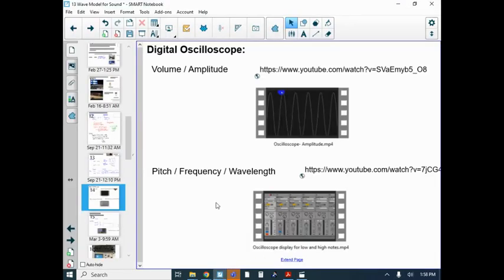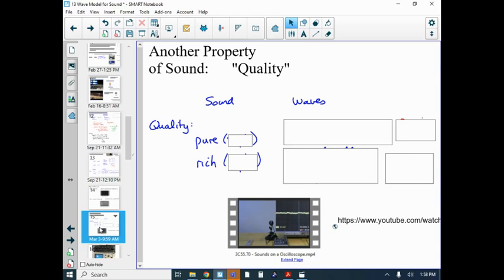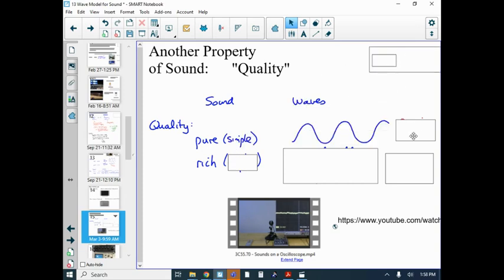Yeah. So another property of sound is the quality of the sound. All the kinds of sounds you've been hearing are pure, simple sounds in those demonstrations.